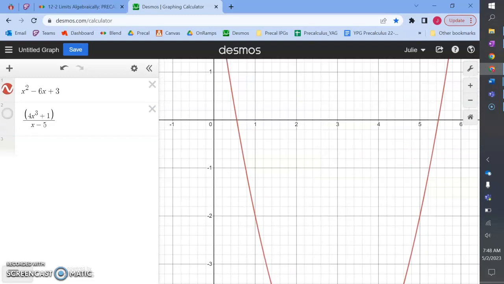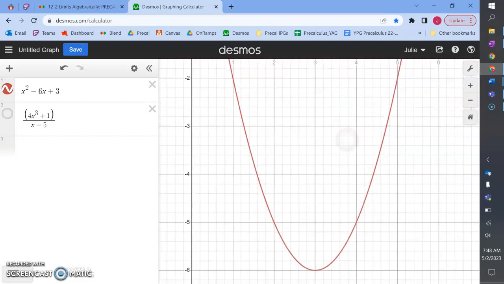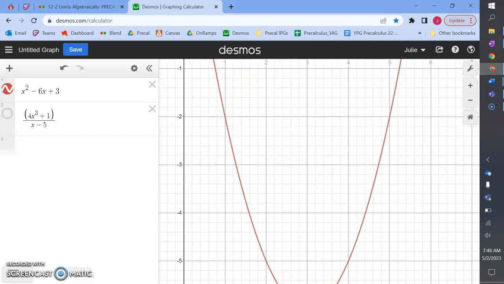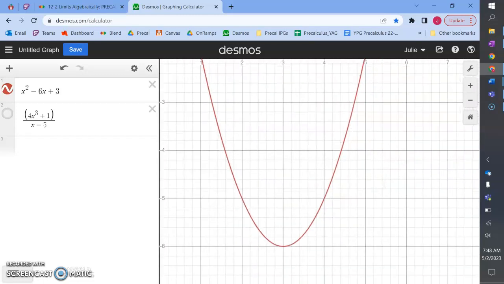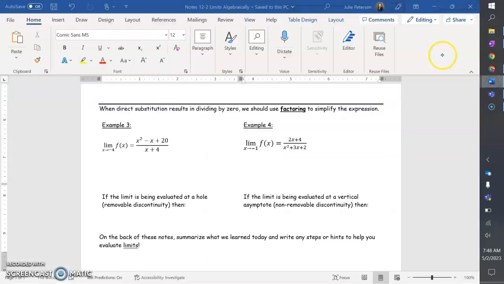So here's a look at that graph. We've got our quadratic. And as x approaches 4 from the left and from the right, from the left we can see it's approaching a y value of negative 5, and from the right, same thing, approaching a y value of negative 5. And in fact, the function is defined there. Okay, so let's get back to the notes.